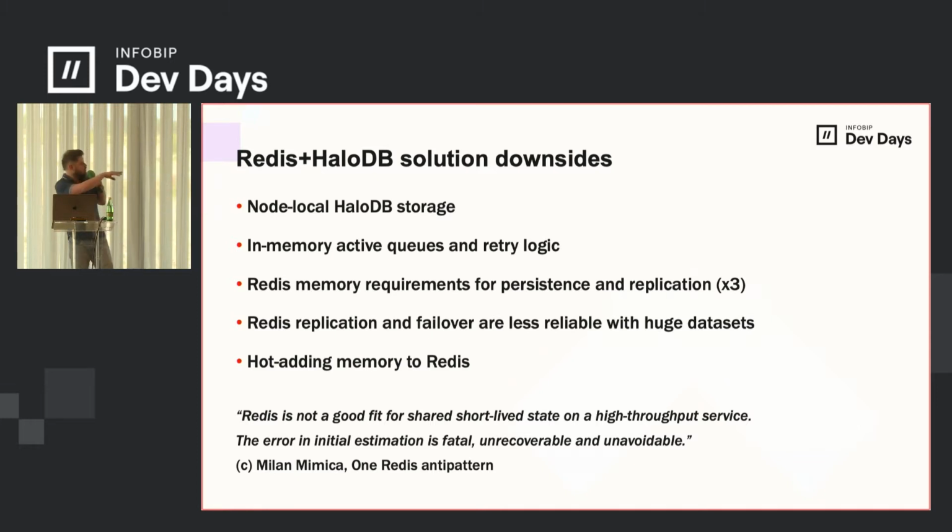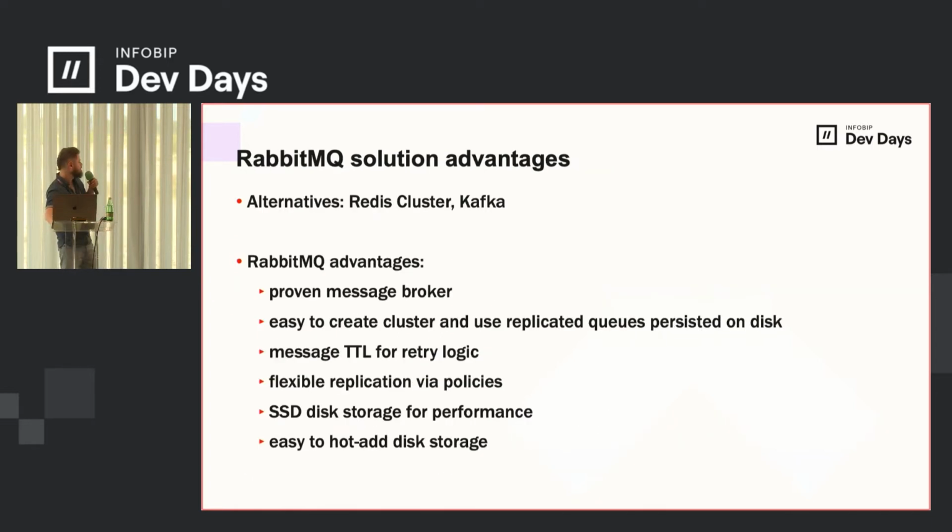So we've also heard from other teams that in case of huge data sets in Redis, they had some problems with reliability with failover and replication, so we didn't want to have that. Hot adding memory, if you need to increase data set, is complicated. In some cases, not possible. I recommend this article from our colleague Milan, one Redis anti-pattern, where he makes the conclusion that Redis is not a good fit for a service like Pushko. Short-lived state, high throughput. Yeah.